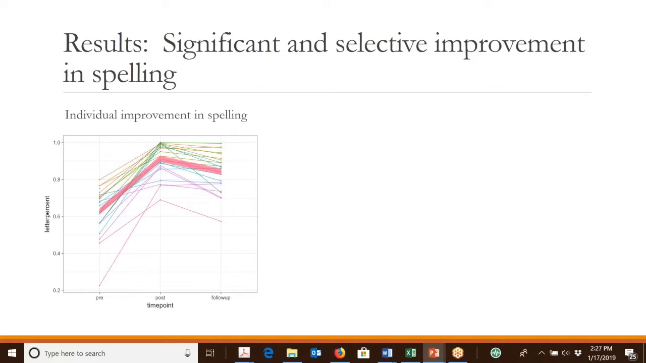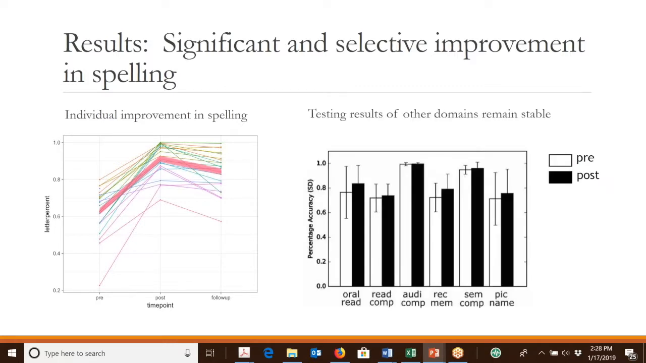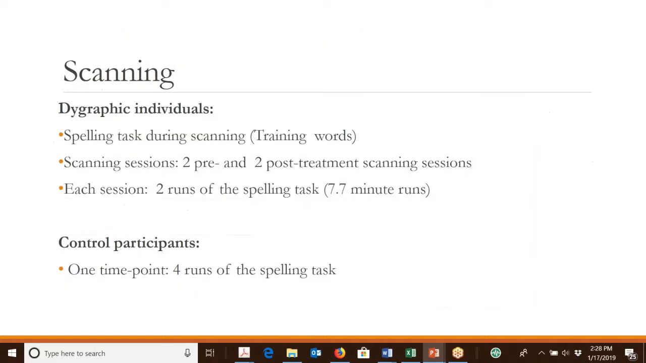Also, the other thing that we wanted to know is whether the improvements we're seeing are selective to spelling. And what you can see here is that indeed they are, because their pre and post-treatment performance on a range of other language tasks is stable. So this allows us to have a little more confidence that the neural changes that we're seeing are related to the spelling changes and not to other language changes that potentially could have taken place.